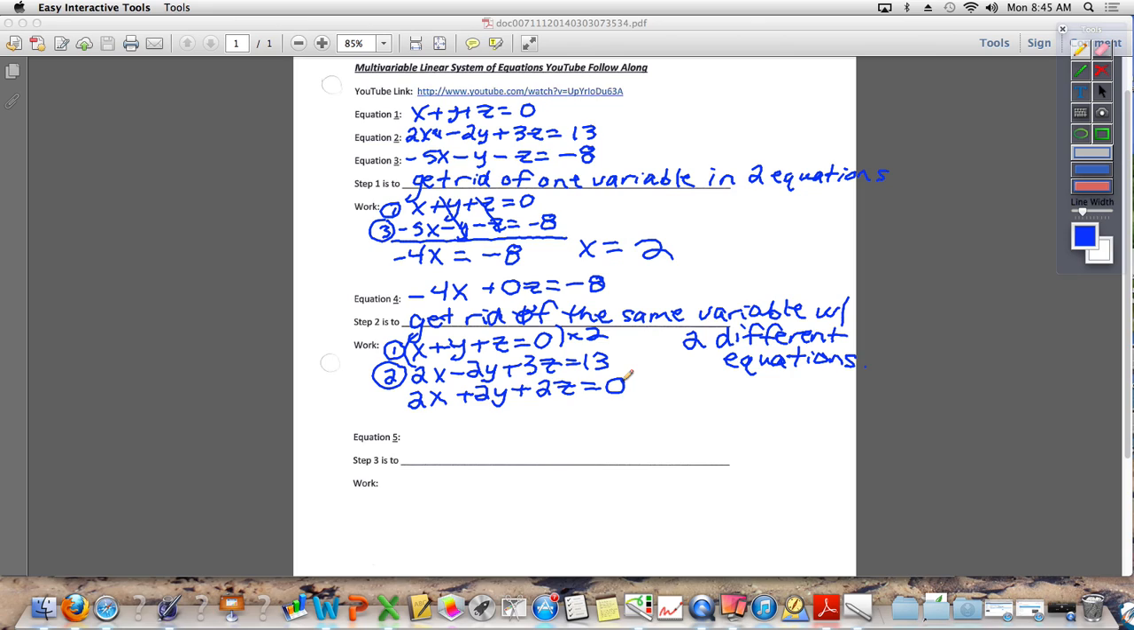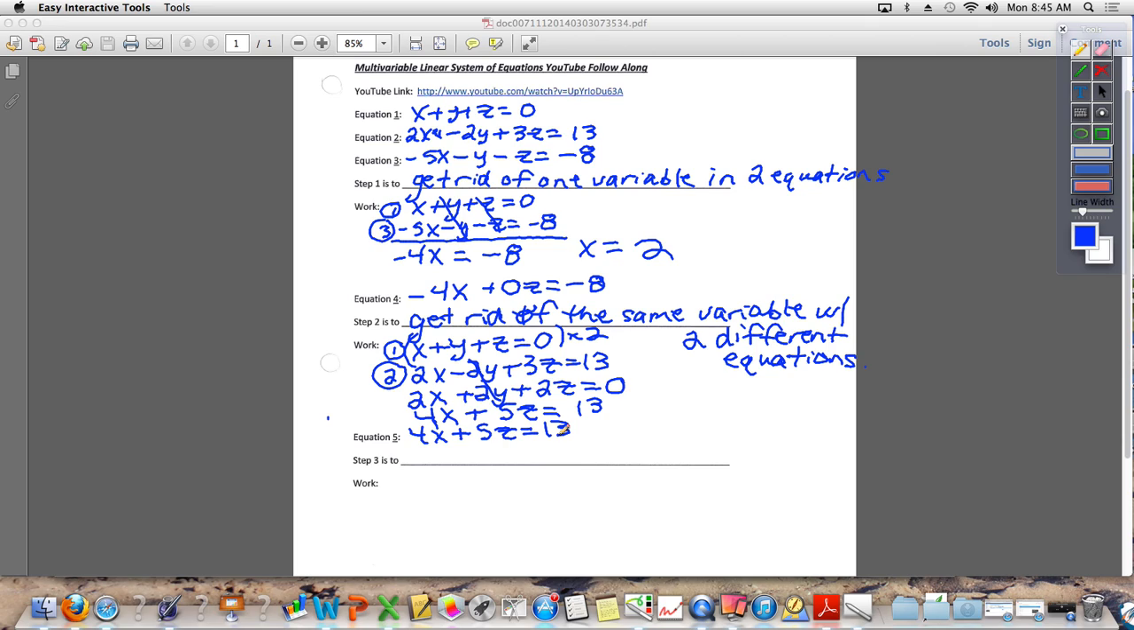Let's go again. The y's cancel out. 2x and 2x is 4x. 3z and 2z give you 5z. And then, of course, if you add together 13 and 0, you get 13. This new equation that we came up with is now called equation 5. So we have 4x plus 5z is equal to 13. That is my new equation 5.